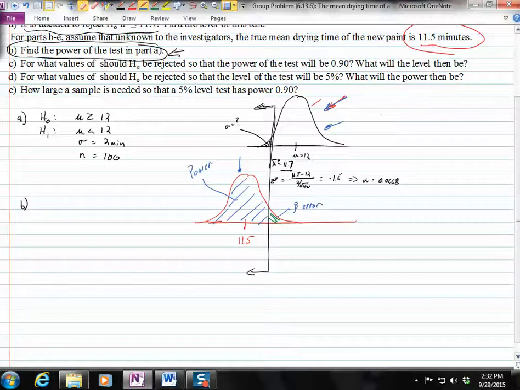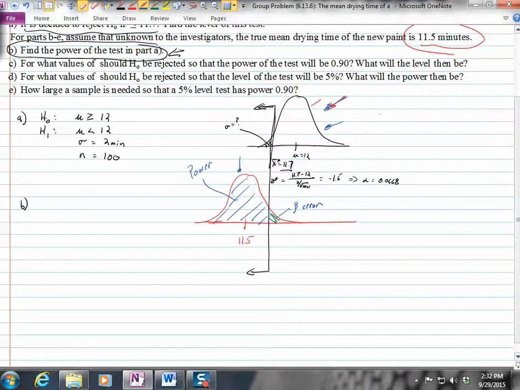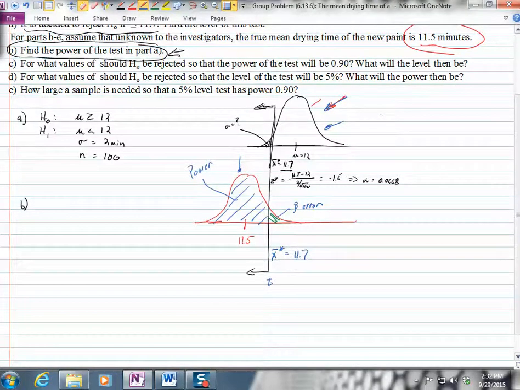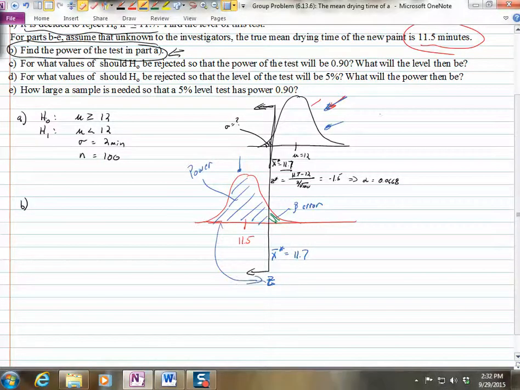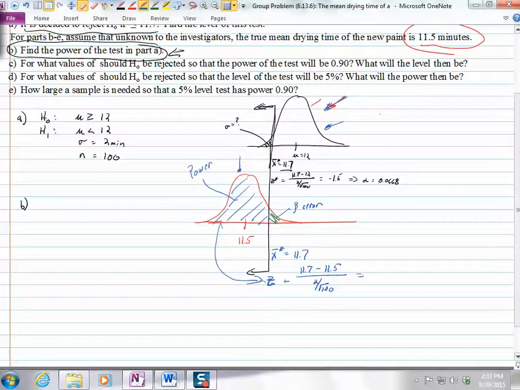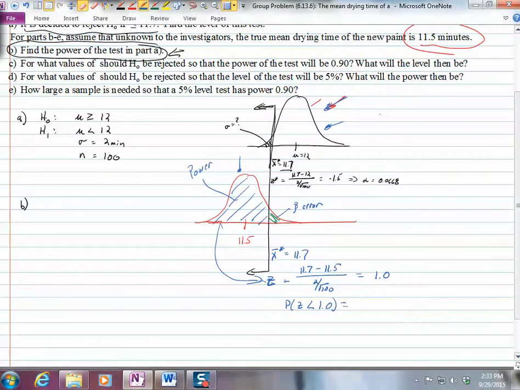So if we want the area underneath this red curve here, we know this is 11.7. We need to find the z-value, because there are so many data points, associated with this distribution. So we've got 11.7 minus 11.5 over that, and that gives us 1.0. So the probability then that z is less than 1.0 is 0.8413. Does that make sense?